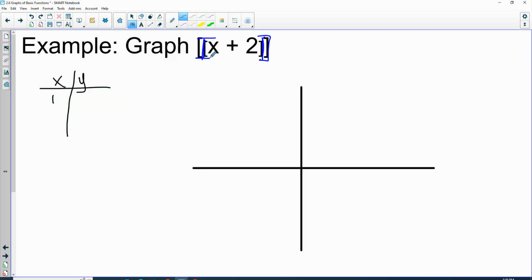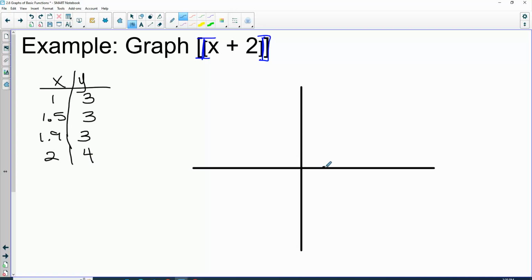1. If you put in 1, you have the greatest integer of 3, which would be 3. Now, don't only plug in like 1, 2, 3 on this. That's not going to help. The greatest integer, we have to put in some decimals. So if I put in 1.5, 1.5 plus 2 is 3.5. What's the greatest integer of 3.5? Okay, if I put in 1.9, I get the greatest integer of 3.9, which is 3. If I put in a 2, I get the greatest integer of 4, which is 4.